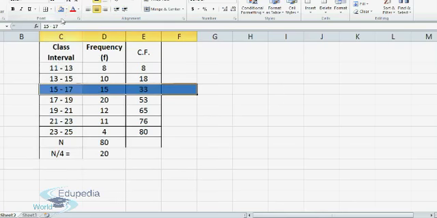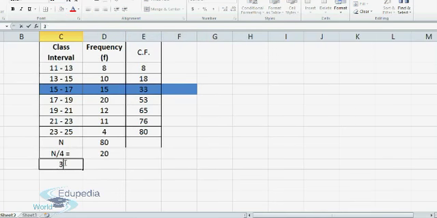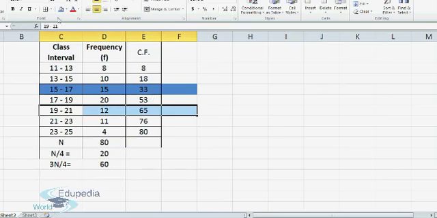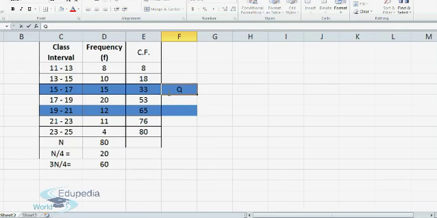Okay, again let me give a color. Then we need 3n by 4, that's simply equal to 3 multiplied by n divided by 4. That happens to be 60, which corresponds to this class. So here you have your Q1 and here you have your Q3.